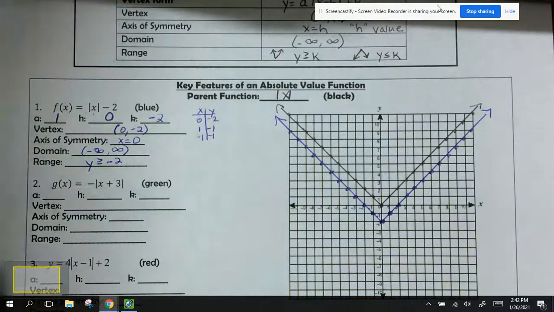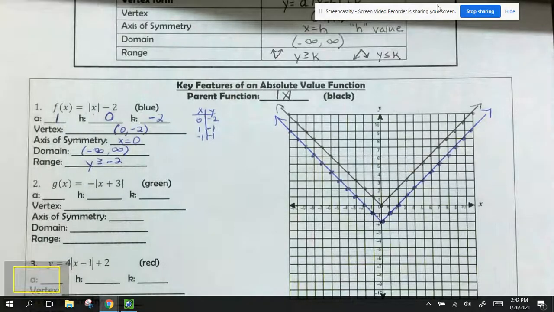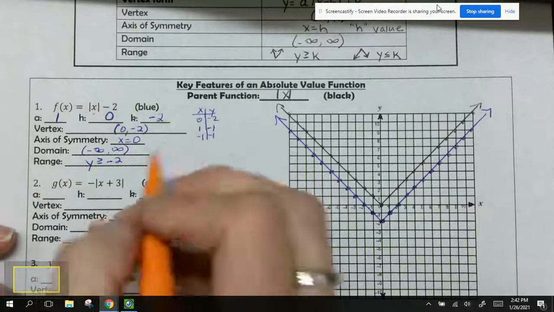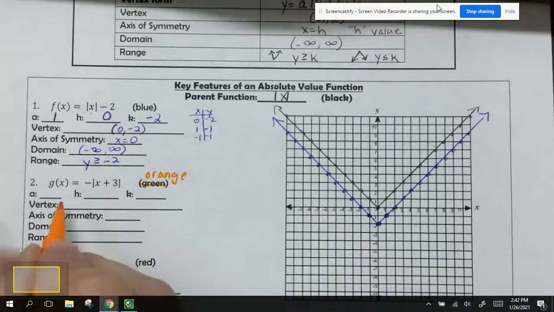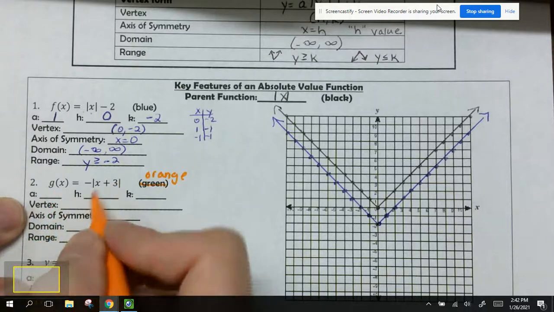Okay? Then our next one says to use green to do the next one. I don't have a green, so I'm going to use orange. Okay, so I'm going to use orange here. All right. So we're going to label what all of our things are here first.